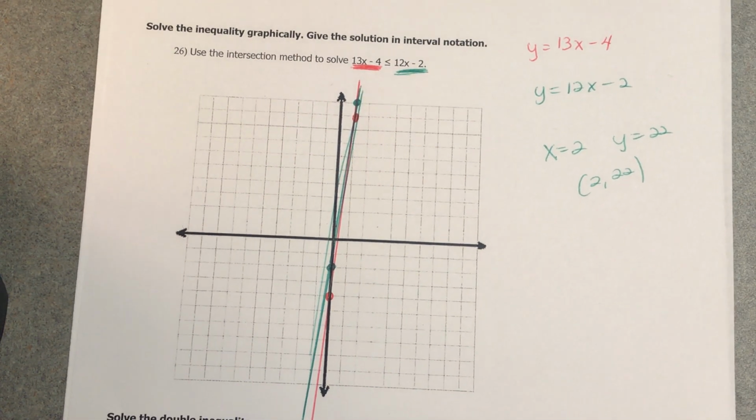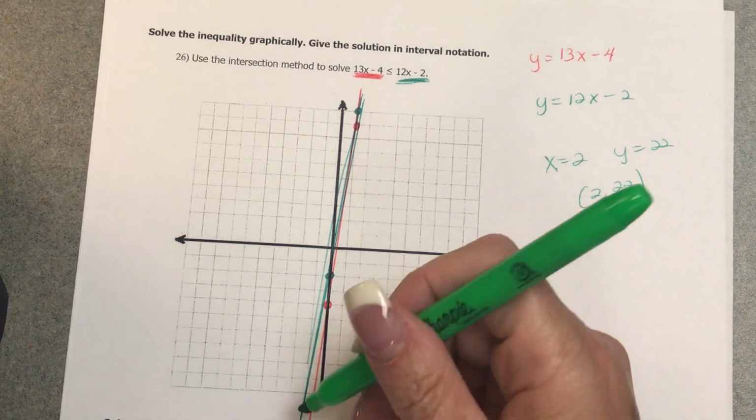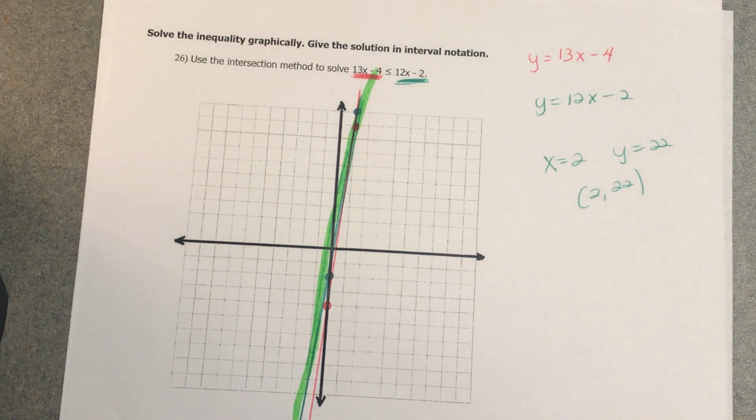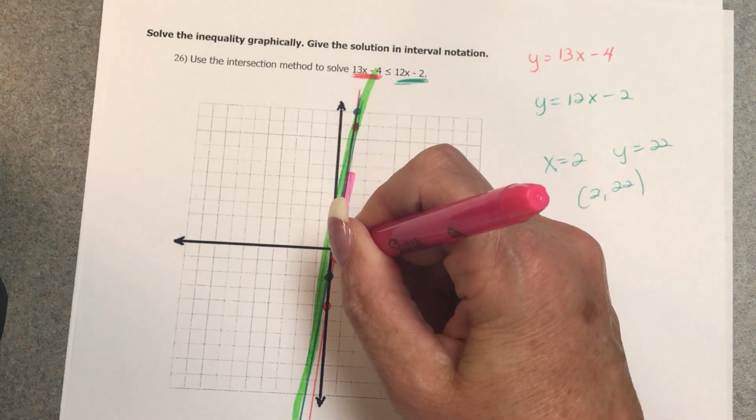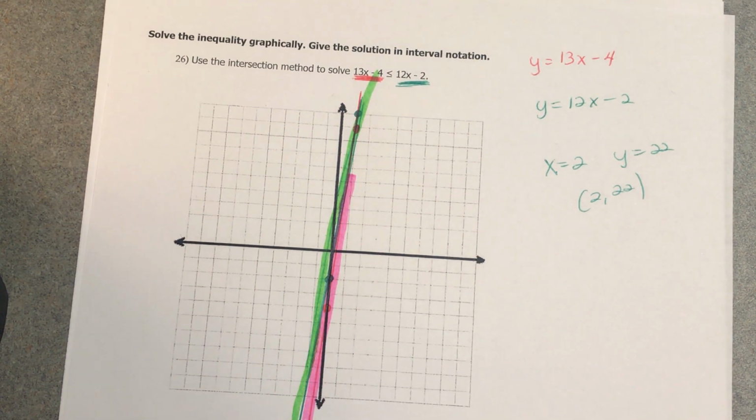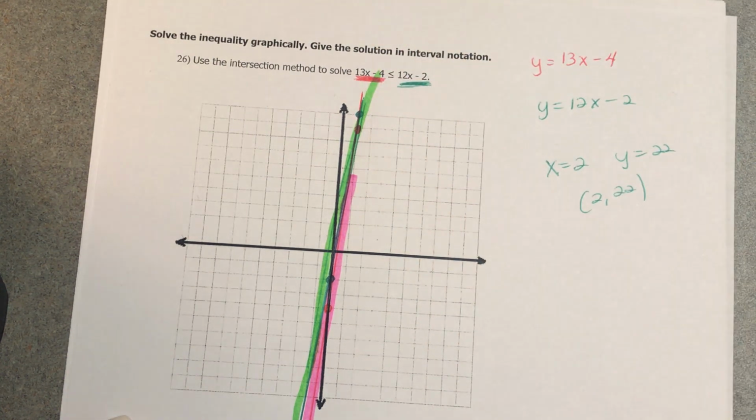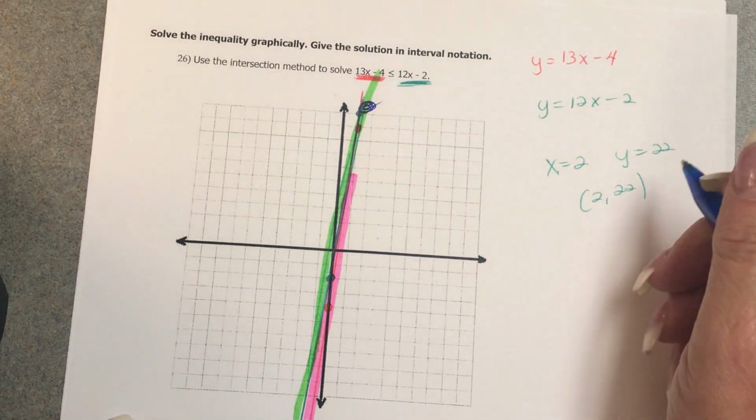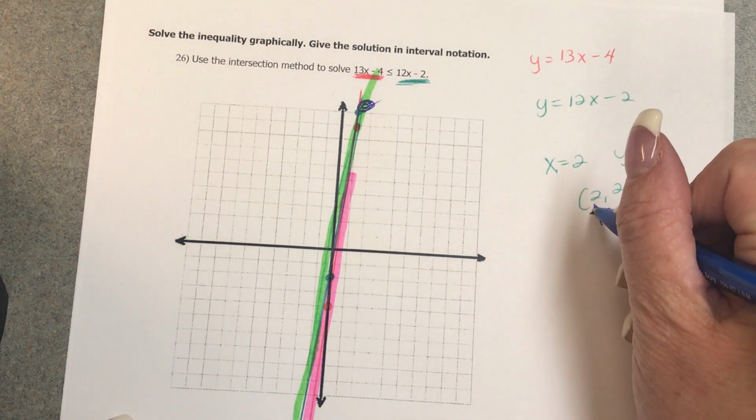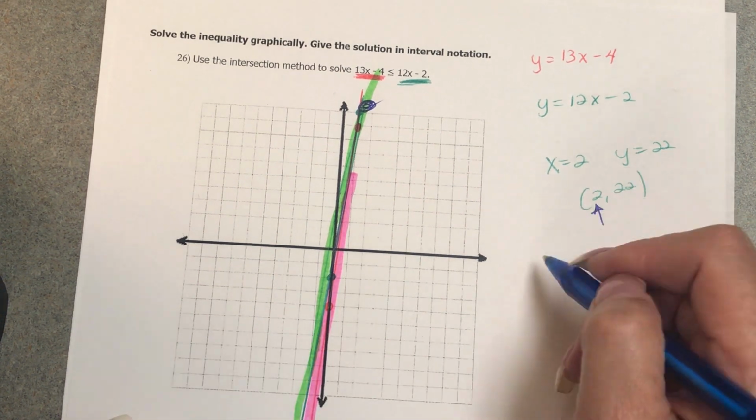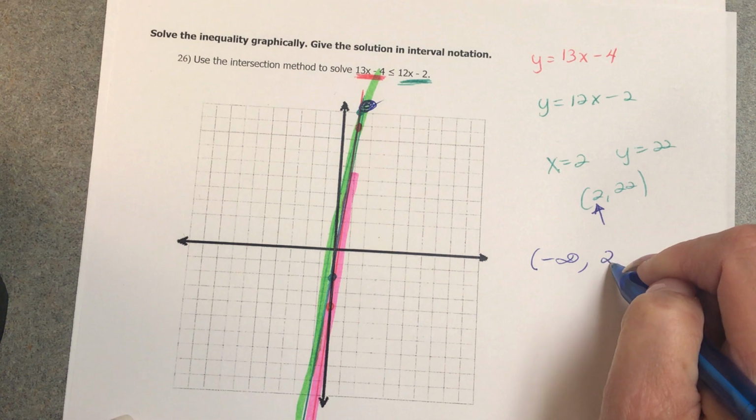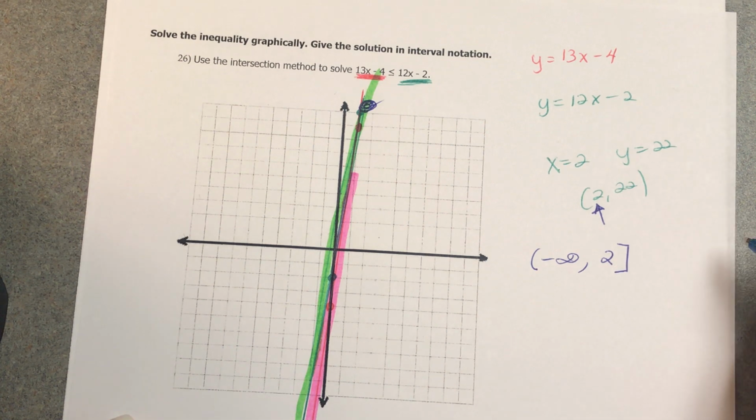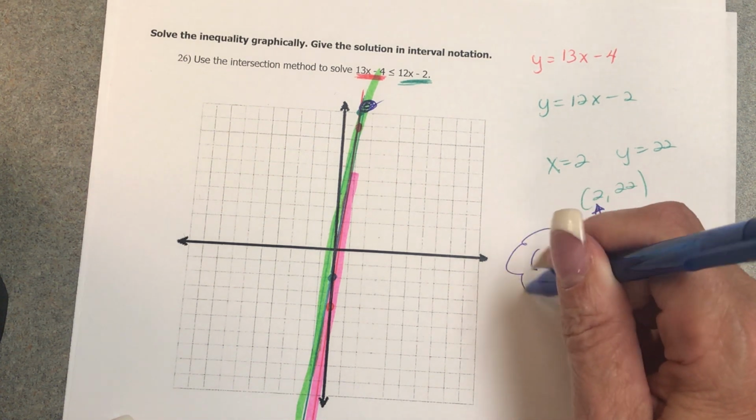But the lines, I'll use my highlighter here. Here's the green one, right? And then the red one is below it, constantly below it. So wherever that intersection point is, way up here, this one didn't work too good on my graph. It's at x is equal to 2. So to the left of 2, from negative infinity up to 2, and it does have an equal to on it, so including it, that's my answer.